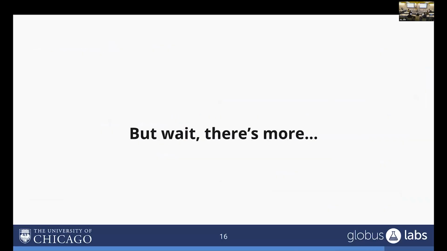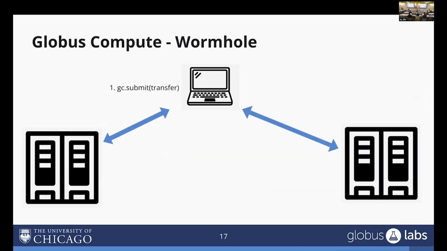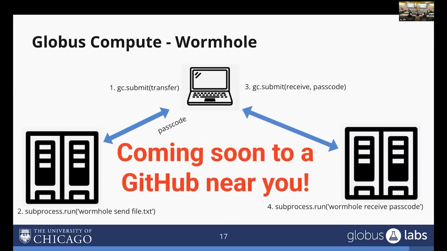Very quick, wait, there's more, because I know I'm at 0 minutes. One thing that enabled this is what I call Globus Compute Wormhole, which is basically just a Globus Compute wrapper for Magic Wormhole. Made it really easy to transfer files. Coming soon to a GitHub near you, because I know that would be useful to people.